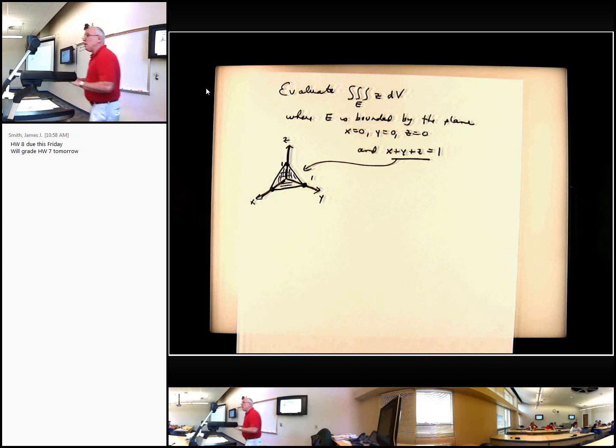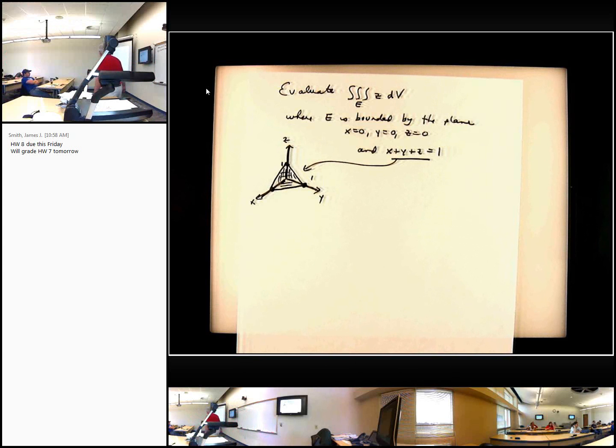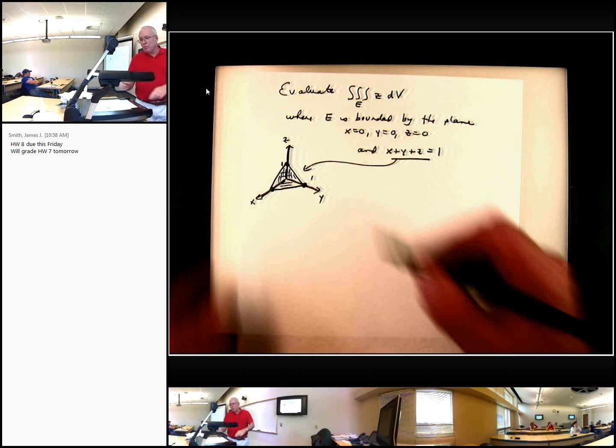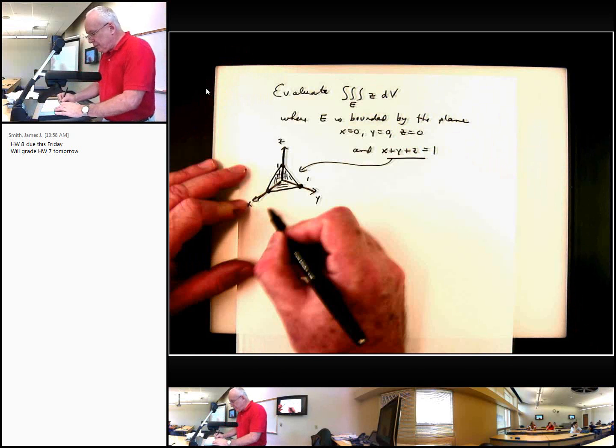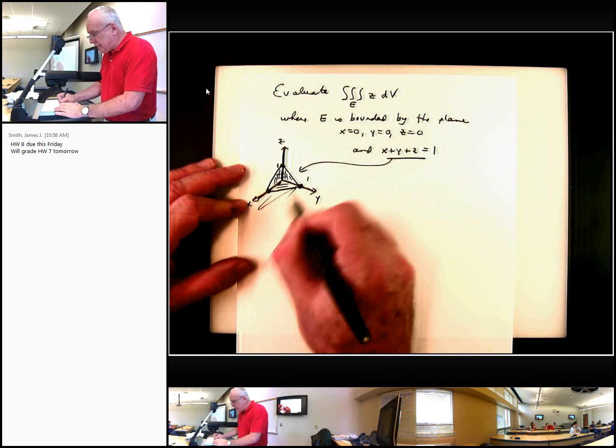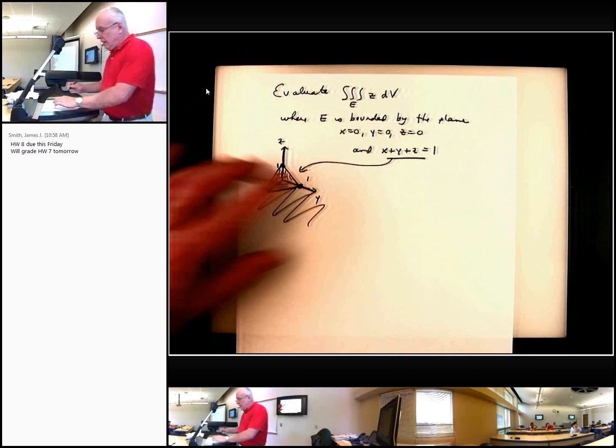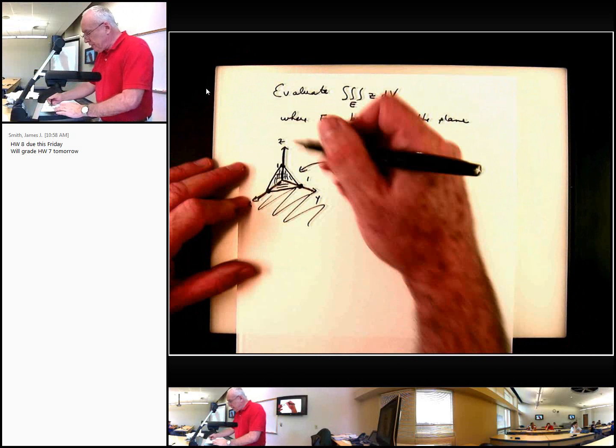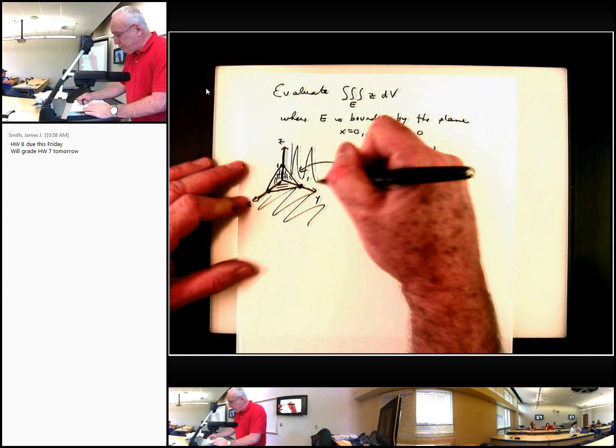How do you get the plane x plus y plus z equals 1 if all 3 of those are x equals 0, y equals 0, z equals 0? How did you get those points? It's bounded by that. So z equals 0 means it's bounded below by the xy plane. X equals 0 means it's bounded by the yz plane.